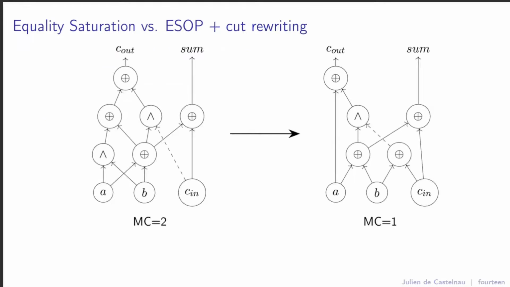On the left, we have the same full ladder XAG that was pictured earlier. It has an MC of 2, so there are 2 AND gates. Since this is a small circuit, we know its MC optimal implementation, which happens to be 1 AND gate, and that circuit is pictured at the right. So we'll try to use equality saturation to optimize the left circuit and find, hopefully, the optimal solution.